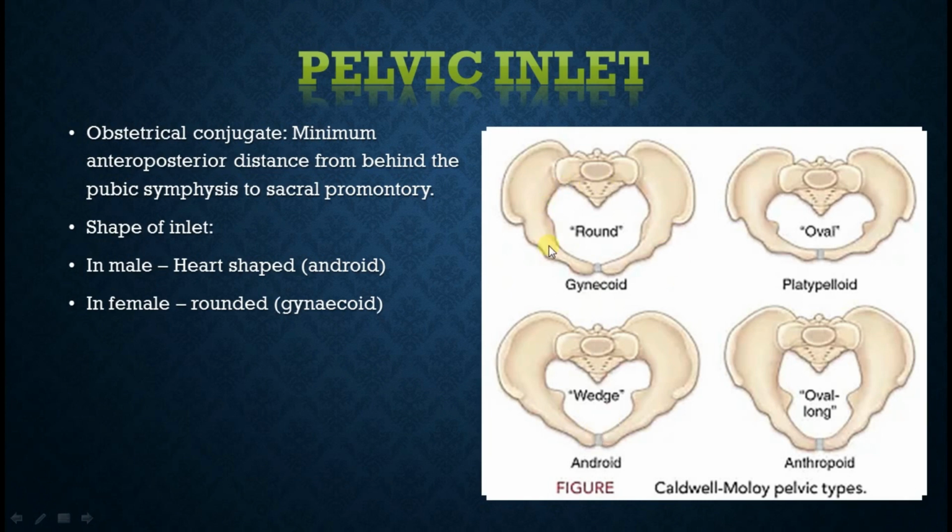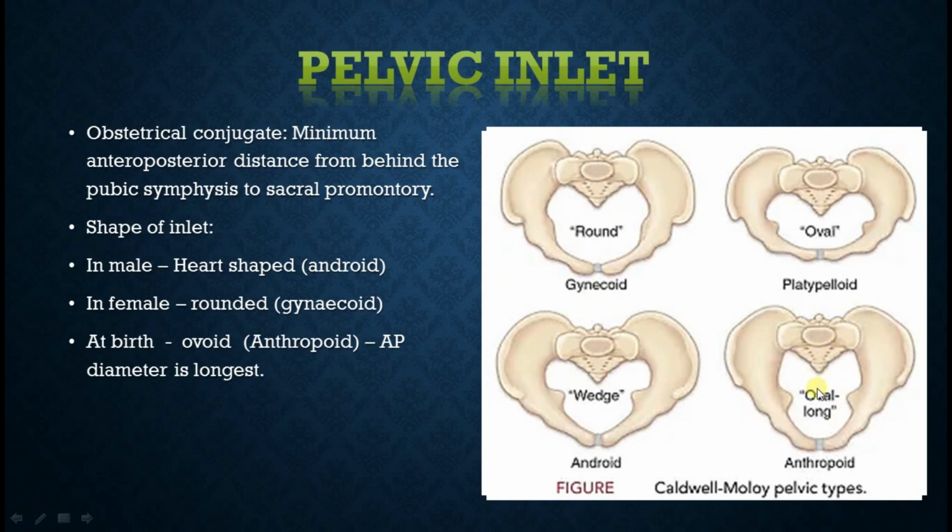In females it is round, both anteriorly and posteriorly it is wide, and that is called the gynecoid pelvis. The gynecoid pelvis is round in shape. The transverse diameter is more, and the anterior and posterior walls are equal. They are wide. The next is the pelvis at birth, the ovoid pelvis.